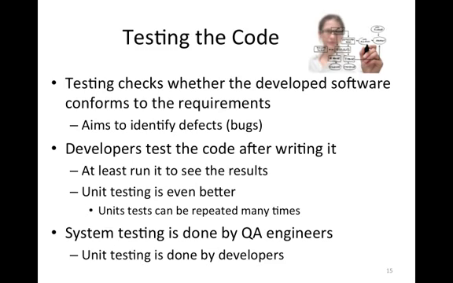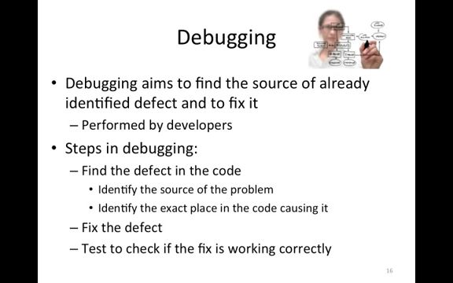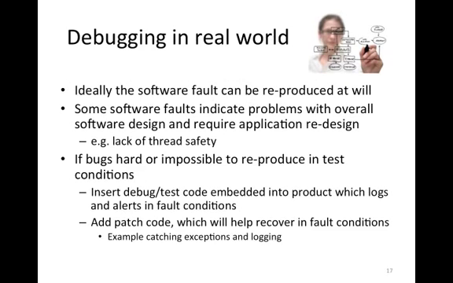So this is the process by which developers are testing. If we do unit tests, we're checking that the developed software conforms to the requirements, and we identify the bugs. And debugging is trying to find those problems and fix them. We want to identify the problems in the code, find the exact place where it is, fix it, and test to make sure that it's working.